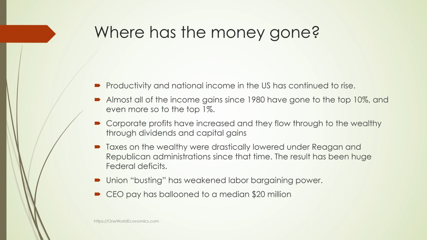And those profits flow through to those who own stock, and disproportionately the wealthy own stock. Taxes on the wealthy were drastically lowered under Reagan and Republican administrations since that time. So we not only saw more income flowing to the top, but also lower tax rates. And to make up the difference without cutting benefits, which would cause electoral losses, the result has been huge federal deficits.